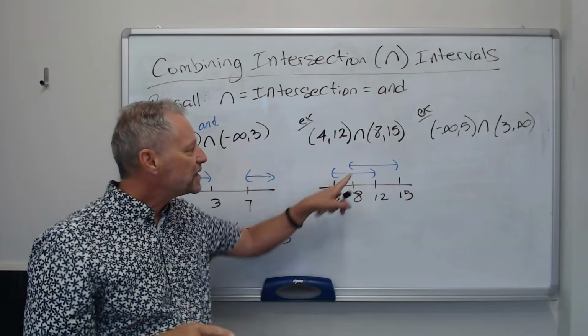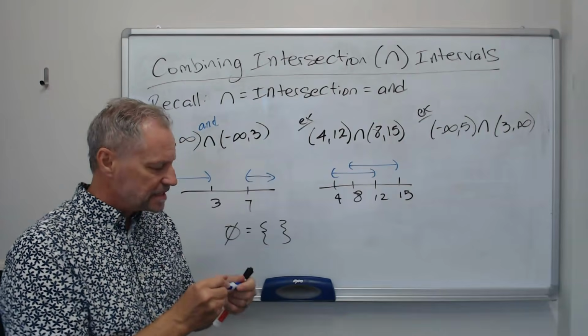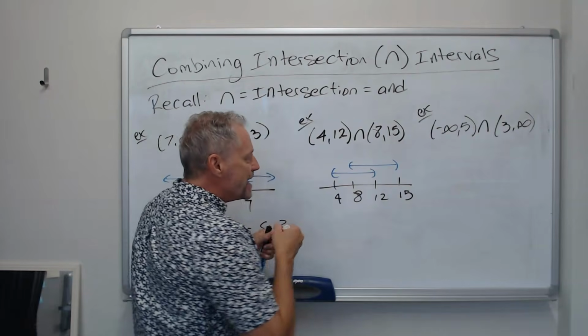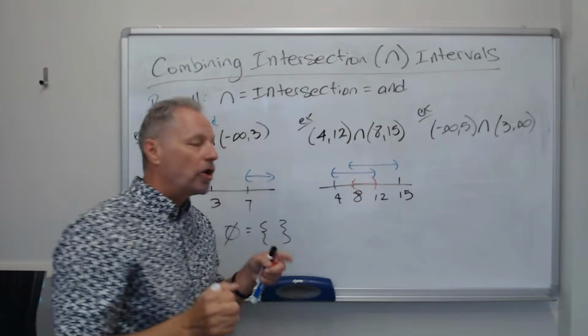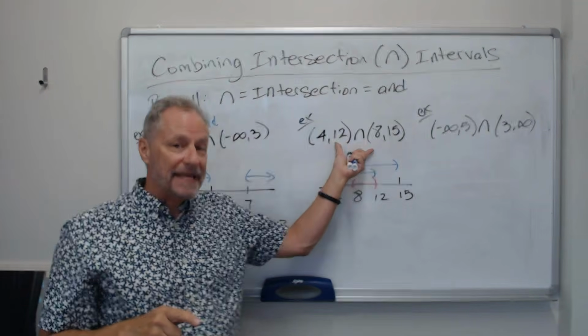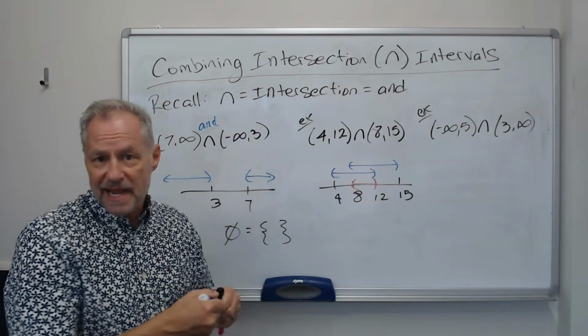I only get to pick where they overlap. That's the intersection. So I only am picking this area right here. Numerically, I get everything from 8 to 12. All those numbers between 8 and 12 are in both of these intervals, so I get to keep those, and my answer is going to be 8 to 12.